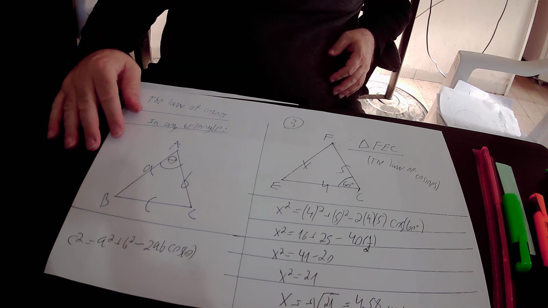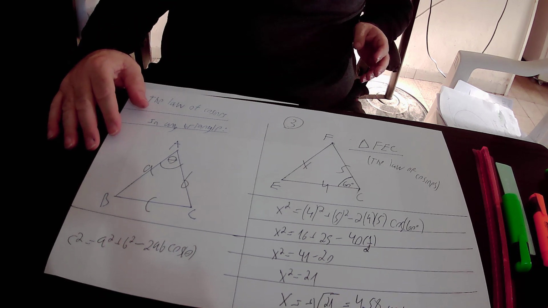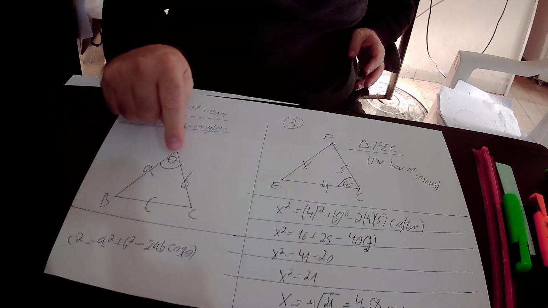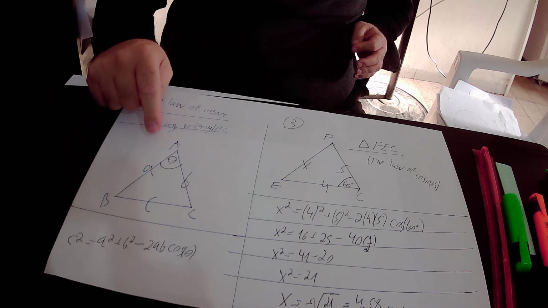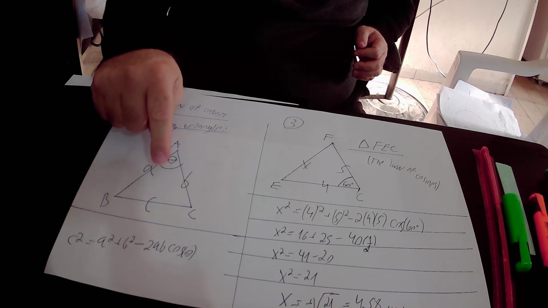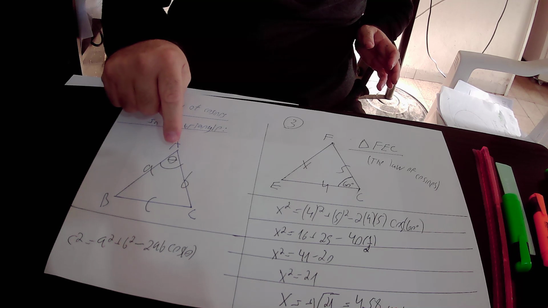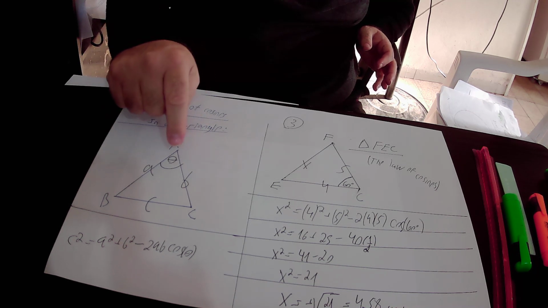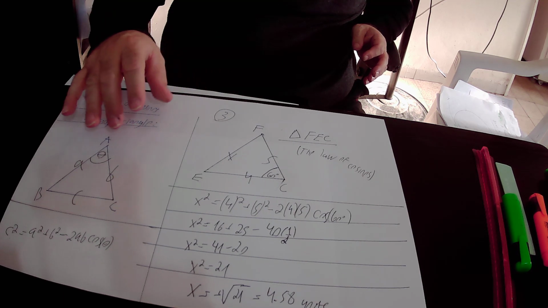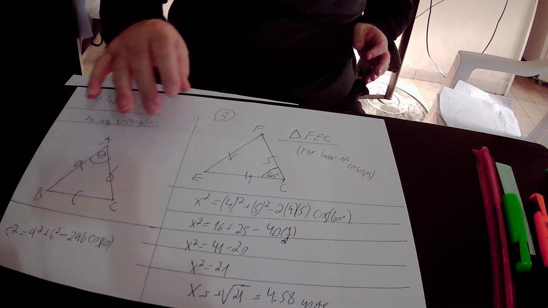Then according to the law of cosines, the following equation is true: C squared equals A squared plus B squared minus 2 times A times B times cosine theta. Again, C squared equals A squared plus B squared minus 2AB cosine theta. So then we implemented this law, the law of cosines, in triangle EFC.